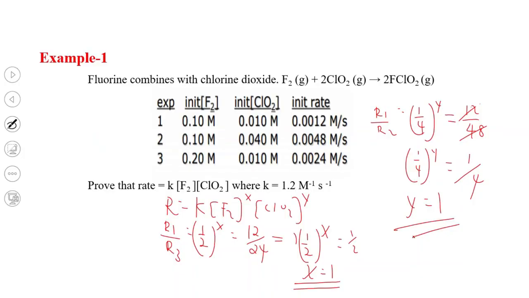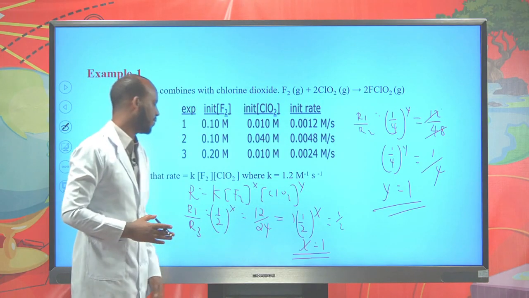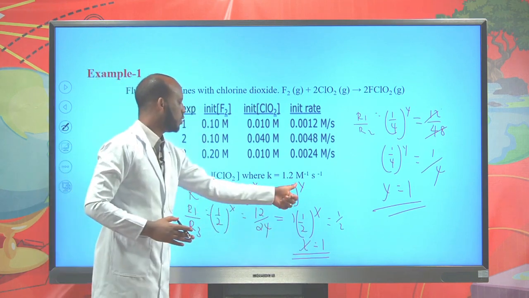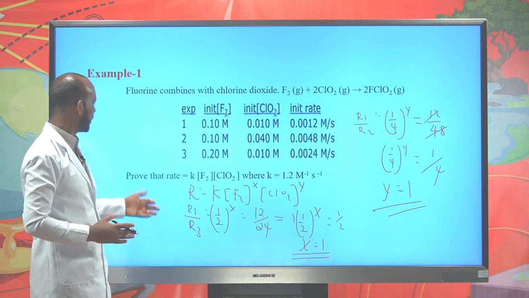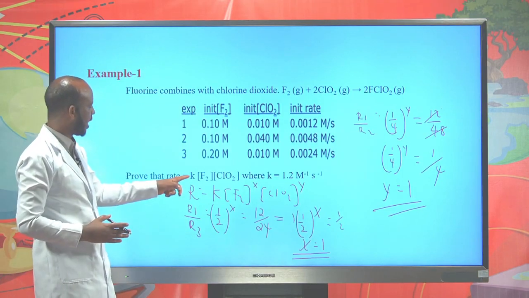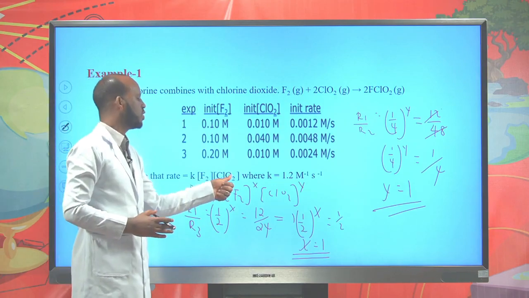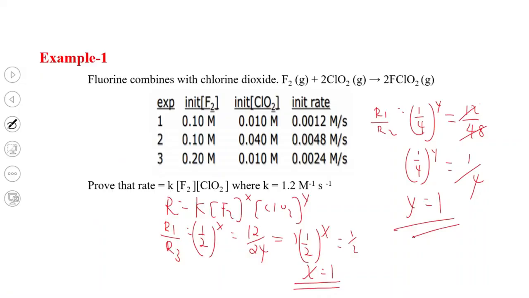The rate law for this reaction is rate equals K times the concentration of F2 to the power of X times the concentration of ClO2 to the power of Y. X is 1, Y is 1. Therefore, the rate of this reaction is K times the concentration of F2 times the concentration of ClO2.